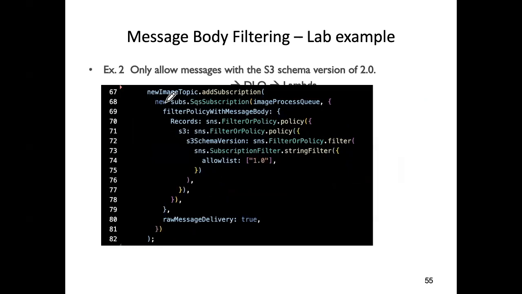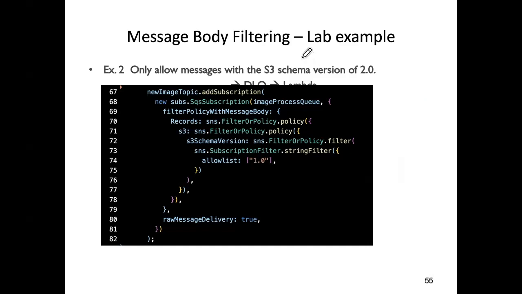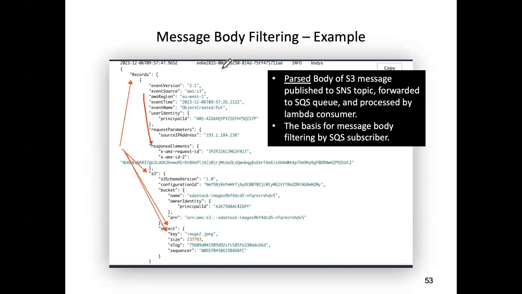This is just a second example of what I'm doing in here. I'm saying, supposing I change my filter and I only want to allow messages with the S3 schema version of 2. So if I go back, it's the schema version part of the S3 message that I want to do the filtering on. And if I go back to here, where is schema version?